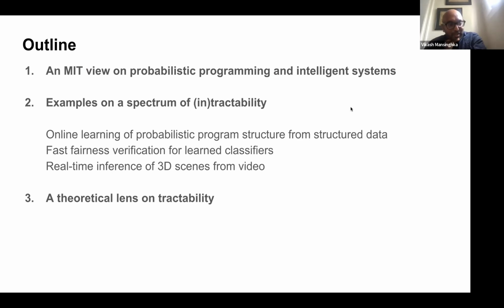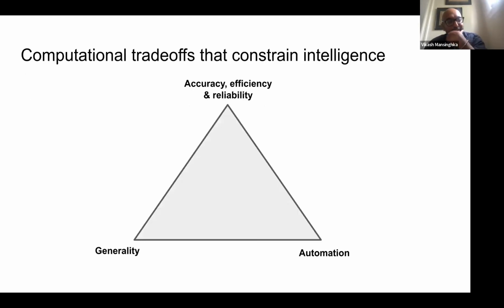Okay, so let me spend the last few minutes taking stock from a more theoretical perspective. We've seen this set of examples on a spectrum of tractability. Let's reflect on this in the context of computational trade-offs between generality, automation, and functional metrics like accuracy, efficiency, and reliability. Probabilistic programming invites us to consider a very broad family of probabilistic models, indeed all computable probabilistic models. So let's look at these trade-offs and tractability from that lens.